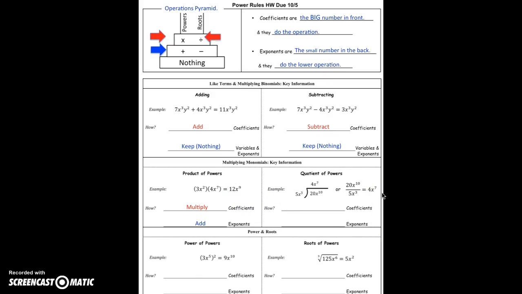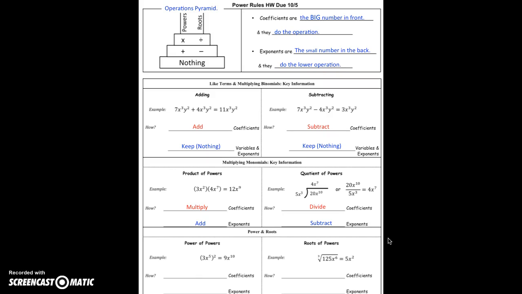Similarly, we have the same thing happening here with division. Our coefficients, if we're dividing 20 x to the 10th divided by 5x to the third, 20 will get divided by 5. Coefficients follow the operation. And then our exponents, 10, will be subtracted by 3, which will give us the exponent of 7. So we get 4x to the 7th power.